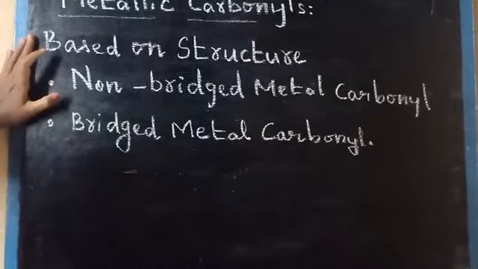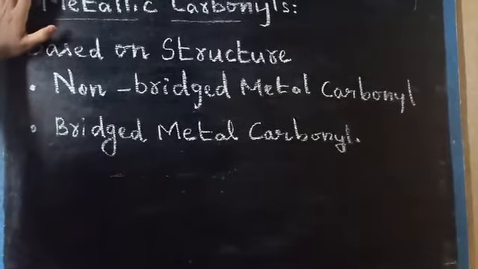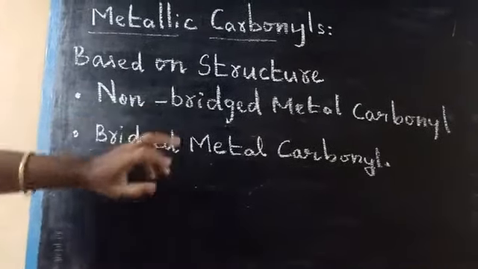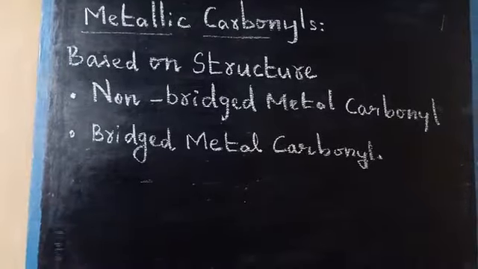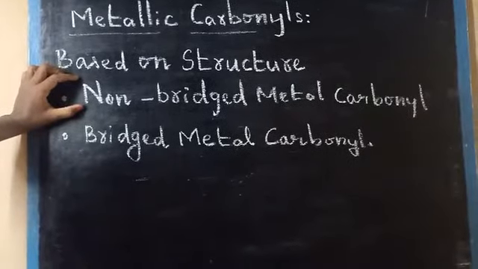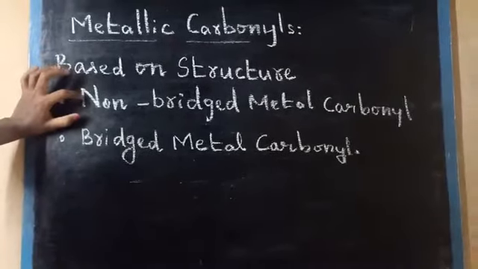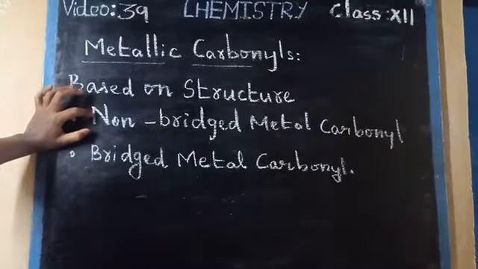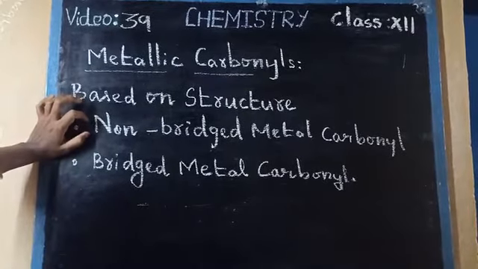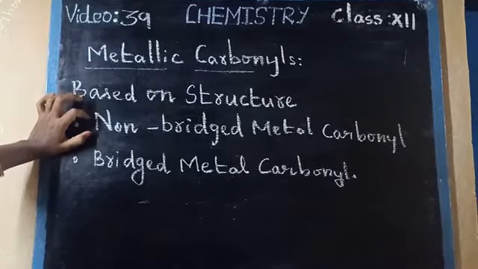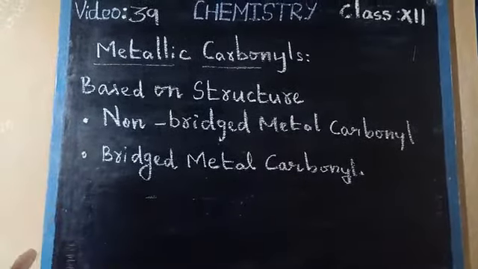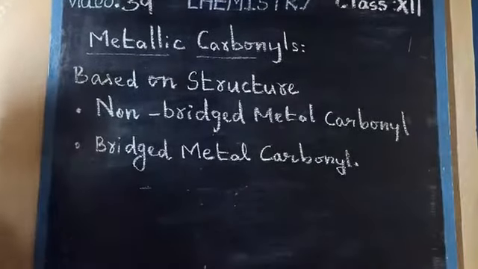Based on structure, there are two classifications of metallic carbonyl: one is non-bridged metal carbonyl and another one is bridged metal carbonyl. First we see the non-bridged metal carbonyl. Children, from the word itself we come to the conclusion: no bridge between the metals. Here one new word, terminal carbonyls. In terminal carbonyls, the carbonyl group is attached to one metal atom.